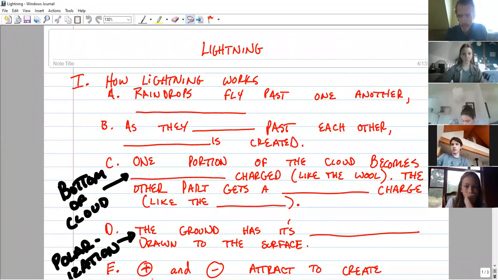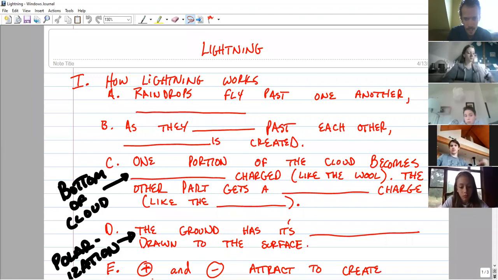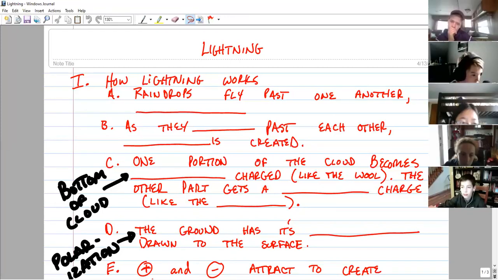Can you see my screen? So we're going to look just briefly at how lightning works, and hopefully what we'll be able to see is a similarity between how nature works when creating lightning and how you just made static electricity, because lightning is based in static electricity. So we're going to just kind of go through a list of steps.